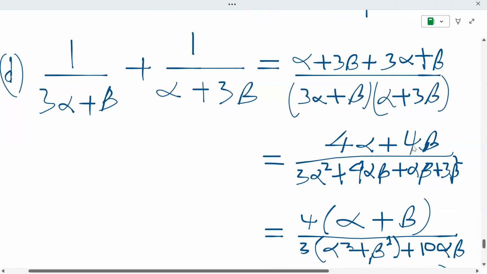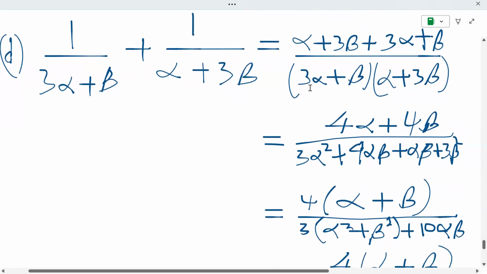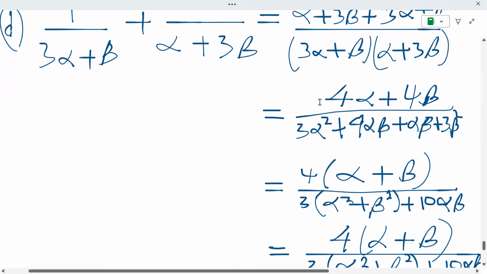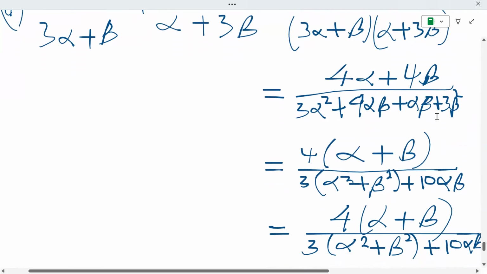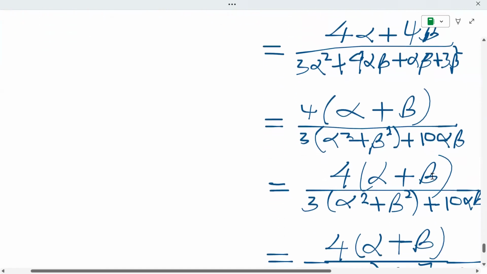We can now do some factorizations. Now the denominator, we multiply them out. 3 alpha times alpha gives us 3 alpha squared. 3 alpha times 3 beta gives us 9 alpha beta. And then beta times alpha gives us alpha beta. And then beta times 3 beta gives us 3 beta squared. Now with this, we can do the factorization in the numerator. So we get 4 into alpha plus beta. Then over here, 3 alpha squared, 3 beta squared comes here. Then 9 alpha beta plus alpha beta gives us 10 alpha beta.